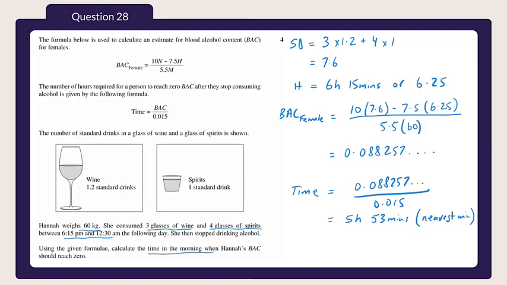Okay, so now finally, therefore, time to 0 BAC, what we need to do, it's going to be 12:30 a.m. plus 5 hours and 53 minutes. So if I add 5 hours and 53 minutes to 12:30 a.m., that's going to work out to be 6:23 a.m. So that's saying that Hannah's BAC should reach 0 at 6:23 a.m.